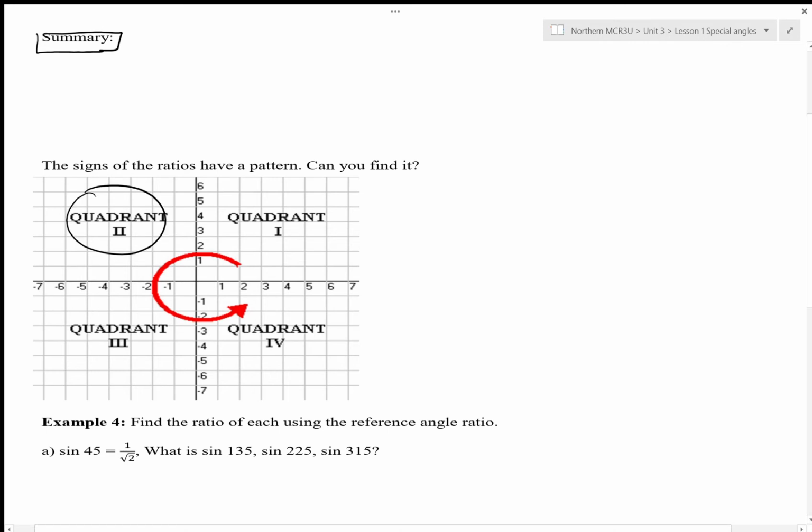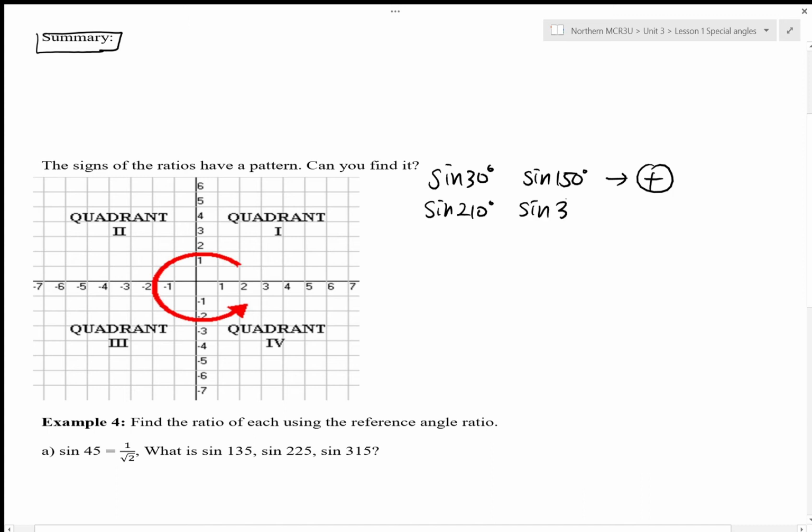Now in quadrant 2, your x value is negative. Quadrant 3, both x and y negative. Quadrant 4, x is positive, but the y is negative. Now, hopefully you remember this. Sine 30 and sine 150 both were positive values. Whereas sine 210 and then sine 330 were both negative, right?